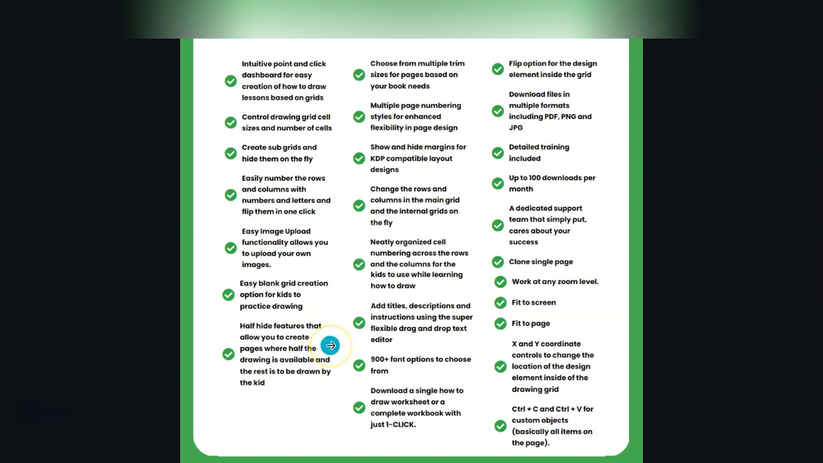Half height feature that allows you to create pages where half of the drawing is available and the rest is to be drawn by the kids. Choose from multiple trim sizes for pages based on your book's needs. Multiple page numbering styles. These are all a long list of features for the front end version only.